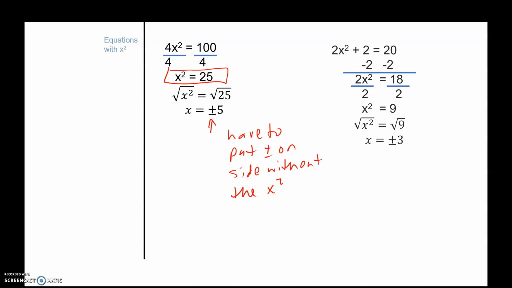Now when I come to this right one, we have to get the x squared by itself, so we're following our rules. We subtract 2, and we have 2x squared equals 18. We then divide by 2, and you get x squared equals 9. We don't want x squared, we want regular x. So we have to square root both sides, and introduce your plus or minus 3.